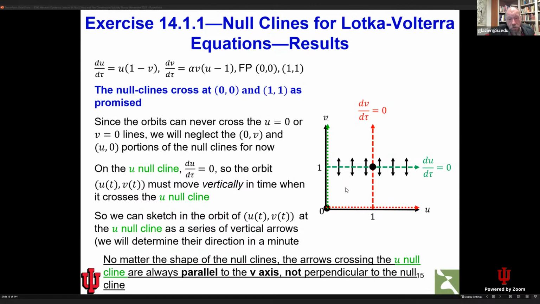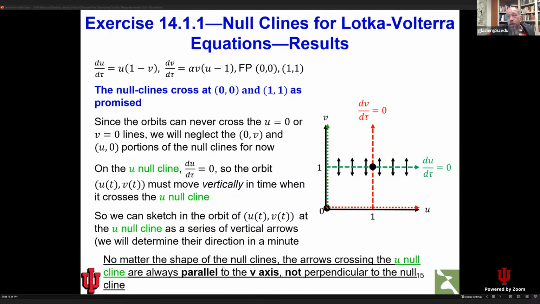And I didn't do everything in one step. I suggested just putting vertical lines along the U dot null-cline, not asking which direction it goes yet. In this case, you know pretty quickly which way it goes, but sometimes it's not so easy to figure that out. So just remind yourself, put the vertical lines on the U dot null-cline.